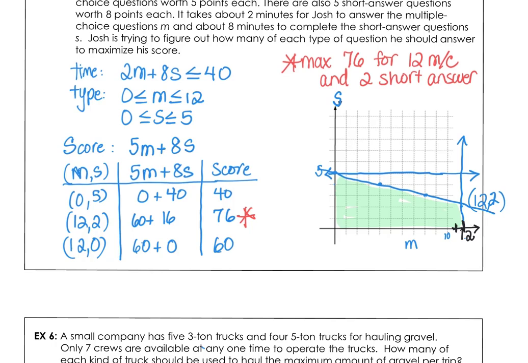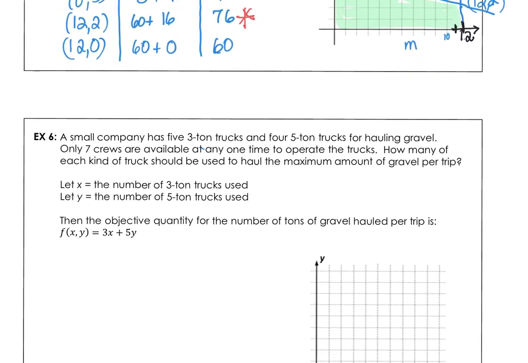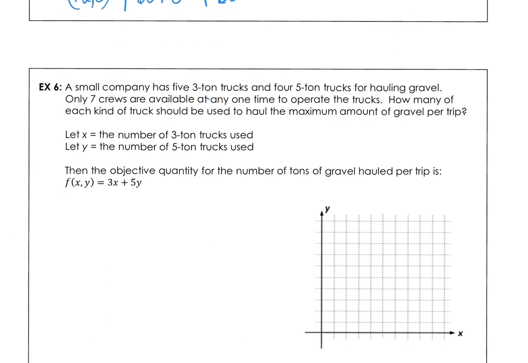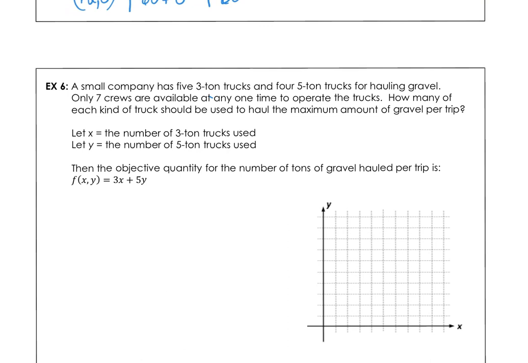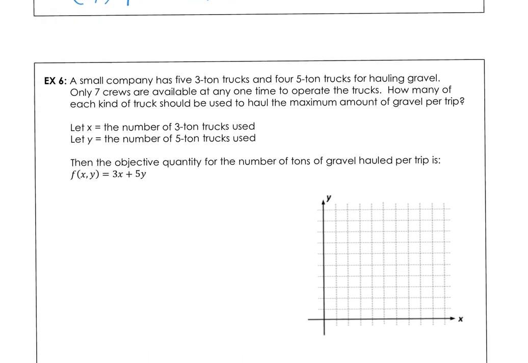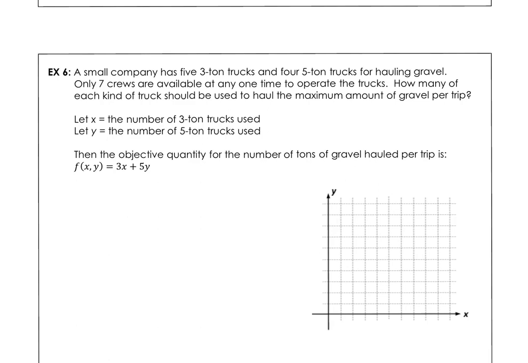Then the last example: we have a small company that has 3-ton trucks, there's 5 of them, and they have 4 5-ton trucks, and they're hauling gravel. But only 7 crews are available at any one time to operate the trucks. We want to know how many of each kind of truck should be used to haul the maximum amount of gravel per trip. We're letting X represent the 3-ton trucks.